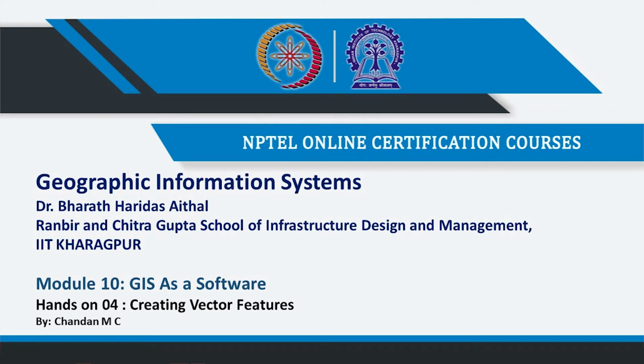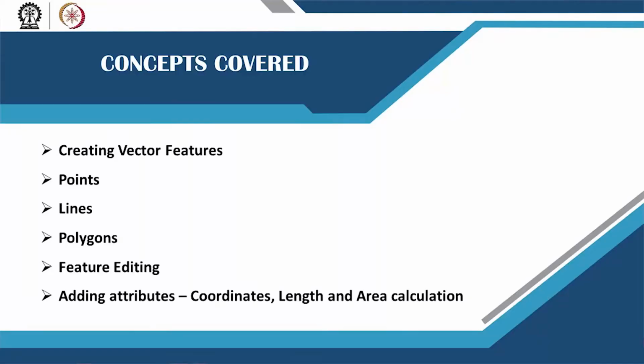In this module, we are seeing GIS as a software, and in this particular hands-on session, we will try to understand how to create vector features. So, in this session, we will be talking about creating various vector features such as points, lines and polygons, and editing its features and adding attributes to the vector layer.